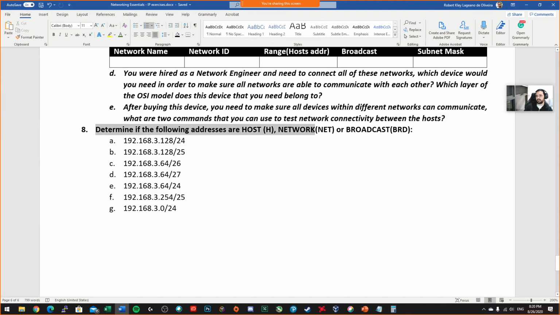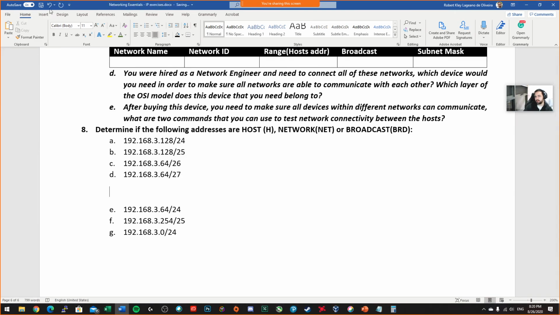Determine if the following addresses are host addresses, network addresses, or broadcast addresses. Do you guys want to pick one so that I can solve it? Which one you want to choose? Go the middle, go D. D. Perfect. Let's do D. What's the first thing I need to do? Write down the address.